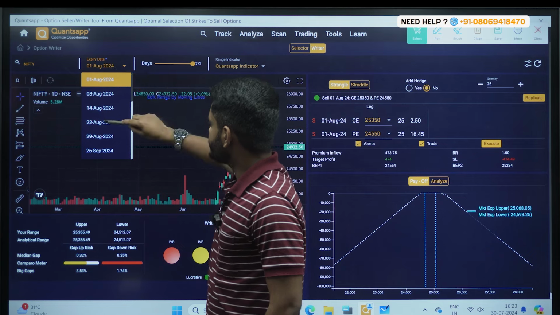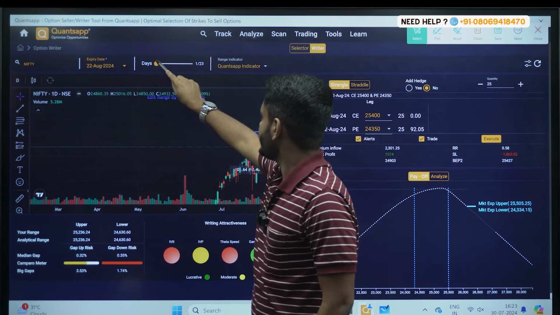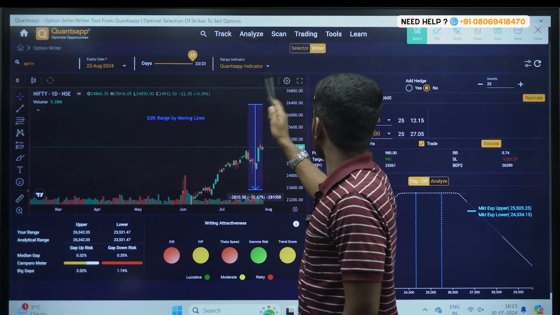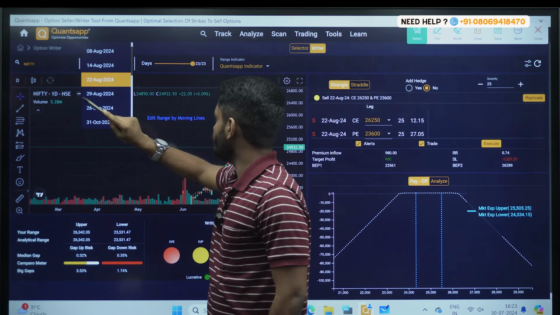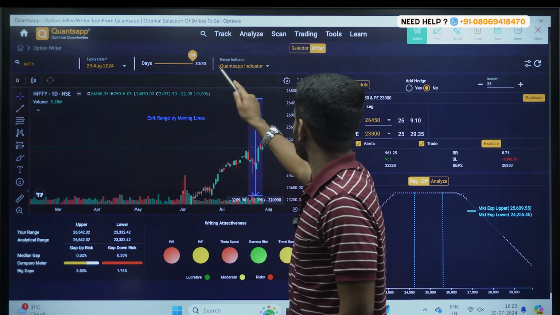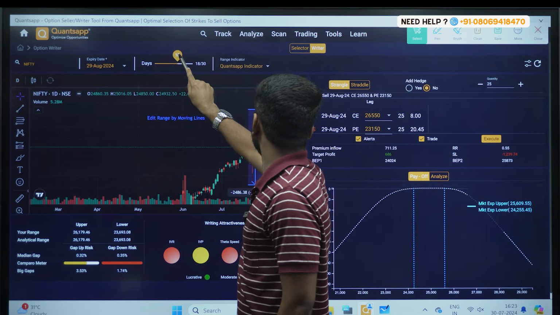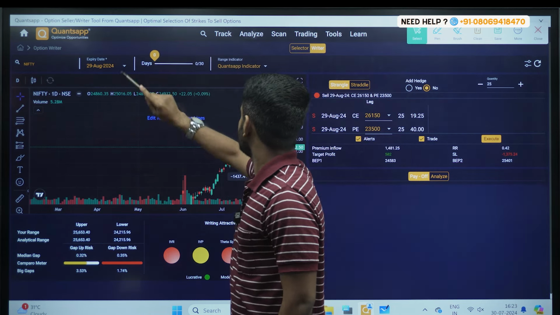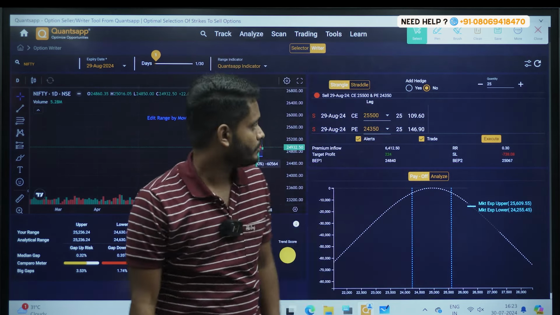So accordingly, if you change the expiry, the range will get broader. Now it is not giving me any green signal, so I won't go and buy. Let me check out the final monthly expiry. Again, no green signal, correct? So I won't execute any sell positions as of now.